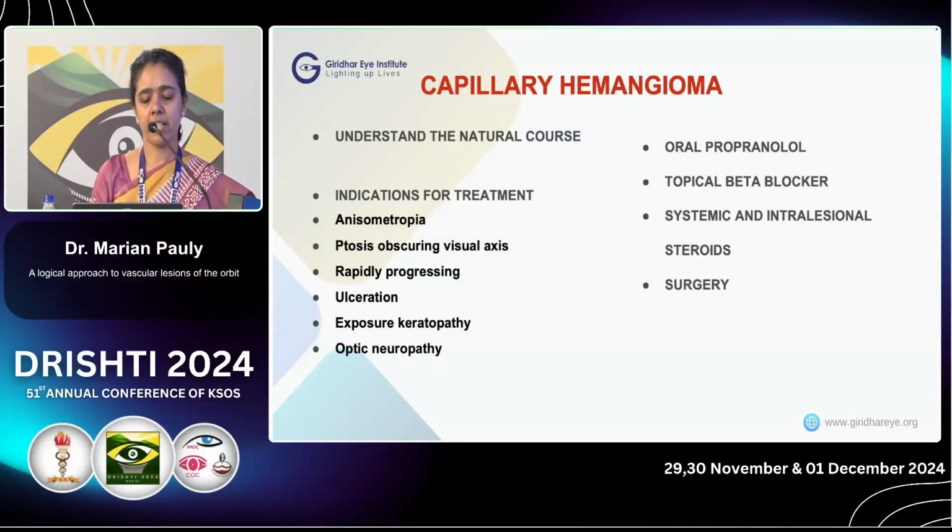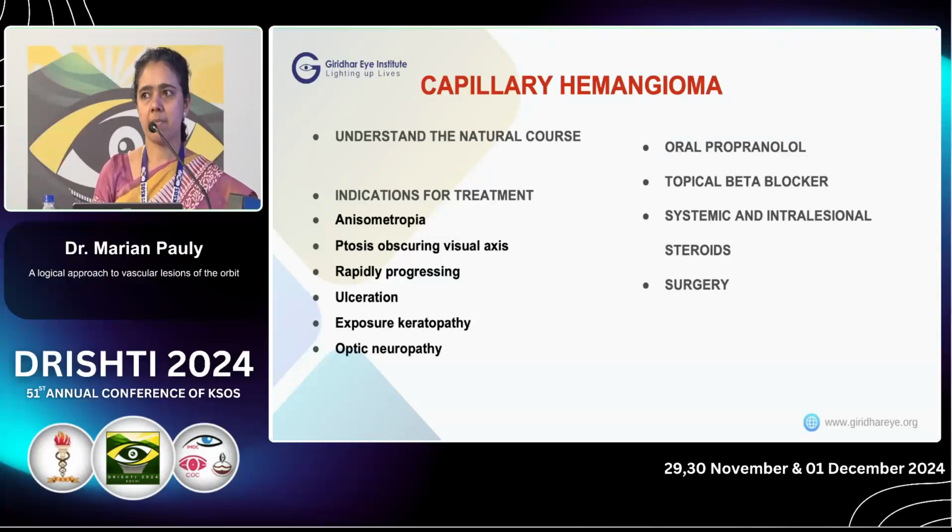So what are the indications for treatment? All these babies must be refracted. Indications are anisometropia, any ptosis obscuring the visual axis, and a rapidly progressing hemangioma. From the old photographs you know whether it is rapidly progressing or not. If you see the growth pattern in the last 2 weeks, you can predict the growth pattern in the next 2 weeks. Other indications are any surface ulceration, exposure keratopathy and optic neuropathy.